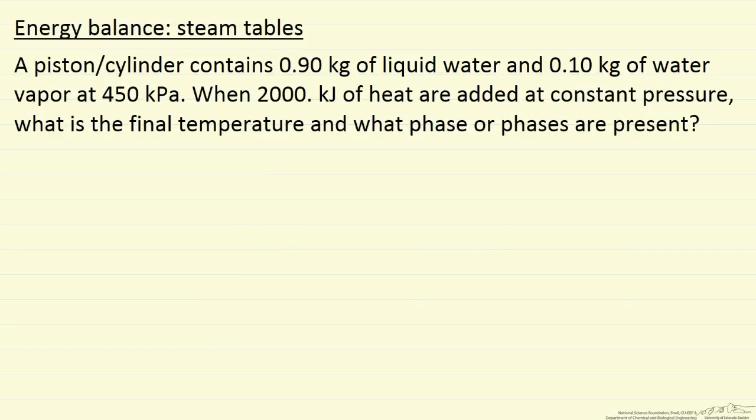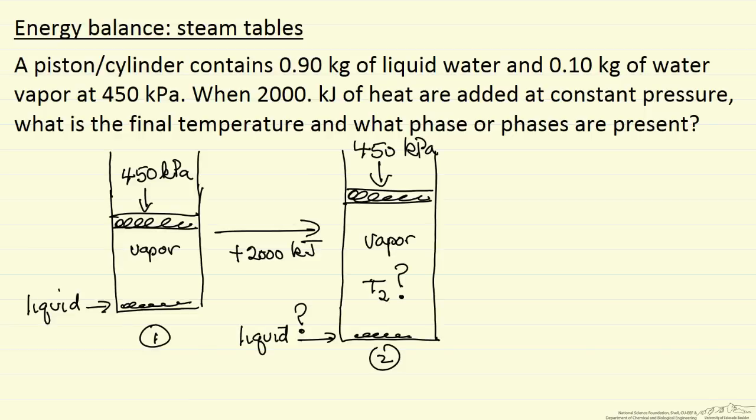First thing we want to do is draw a diagram representing the process we're looking at. So I've represented it as a piston. As we add heat, we expect to have more vapor. Question is, do we still have liquid remaining in the system? So we're going to do an energy balance.